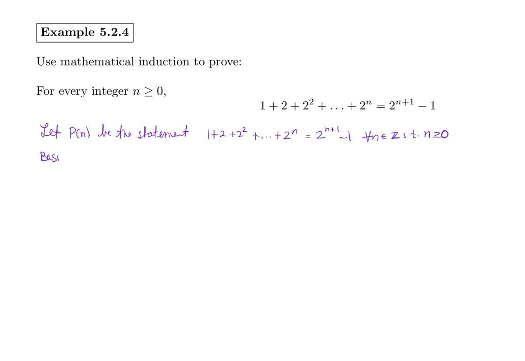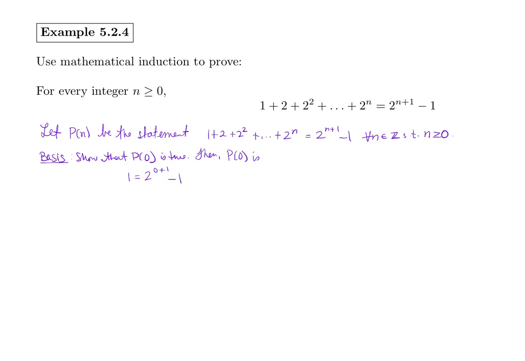But our basis case, remember this time now, is going to be to show that P of 0 is true. So then we know that P of 0 is... Well, this is kind of an odd one because on the left-hand side, it's just the first term, again, which is 1. But on the right-hand side, it's going to be 2 to the 0 plus 1 minus 1.